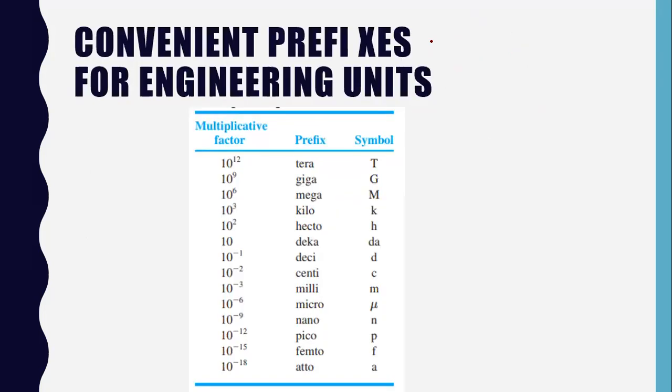Then, convenient prefixes for engineering units. In most cases, we deal with powers of 10, like 10 to the power of 6, 10 to the power of 3, and 10 to the power of 5. So we have to use these prefixes. While solving problems, they may give kilopascal or megapascal. Kilopascal is 10 to the power of 3 pascals, and megapascal is 10 to the power of 6 pascals. You have to understand these prefixes and memorize them.